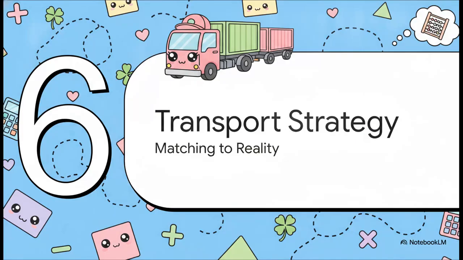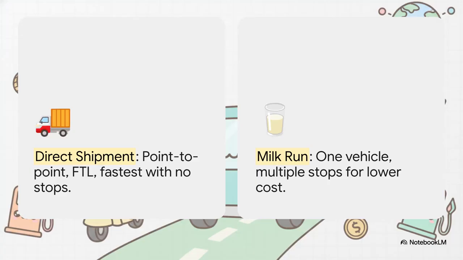Which brings us to our final section, Part 6, Choosing Your Transport Strategy. With our routes beautifully calculated, let's look at the macro strategies for physical deployment. Depending on your volume and geography, you generally have 3 primary strategic options. Direct shipment is point-to-point. This is ideal for full truckloads where speed is critical and you don't need any intermediate stops. Then you've got a milk run, which uses one vehicle to consolidate multiple small stops, either from several suppliers or to several customers. That lowers your total costs by spreading them out.